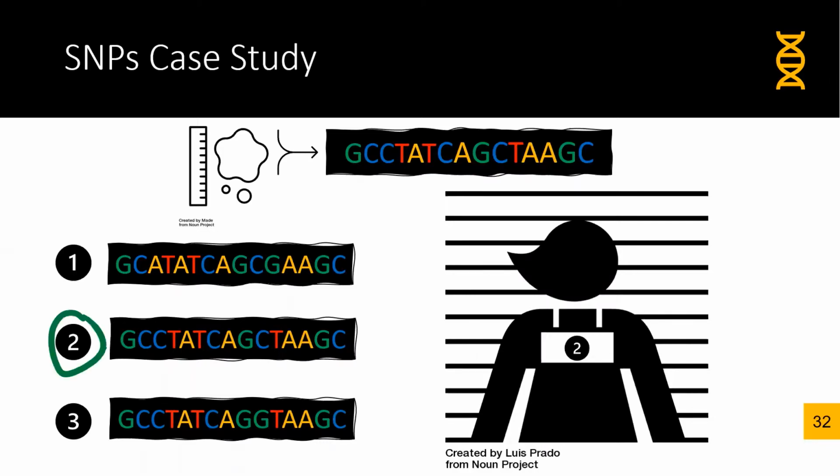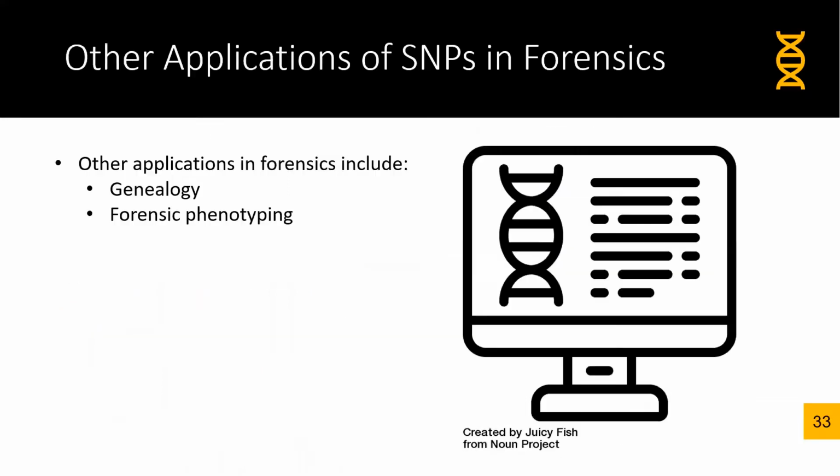If you guessed suspect number 2, you are correct. In real-life cases, forensic scientists look at many more loci to ensure that the profile is truly unique to the individual that it belongs to. SNPs in forensics have several applications in addition to individualization. They can be very useful in genealogy as well as forensic phenotyping.